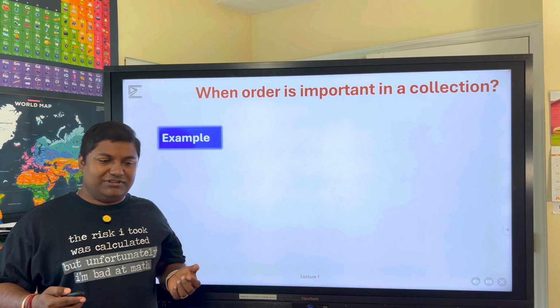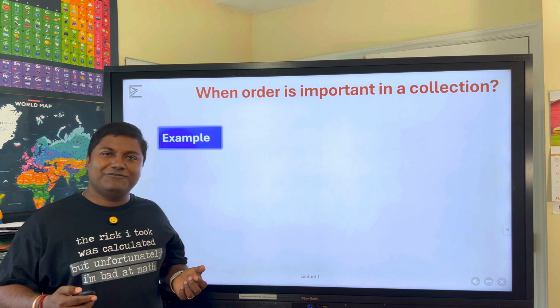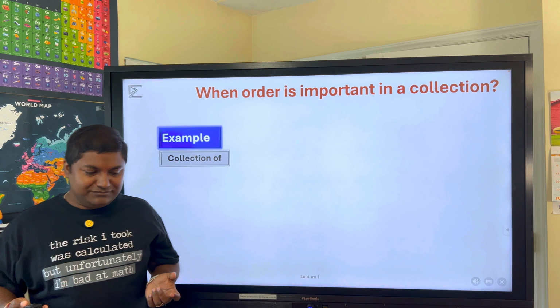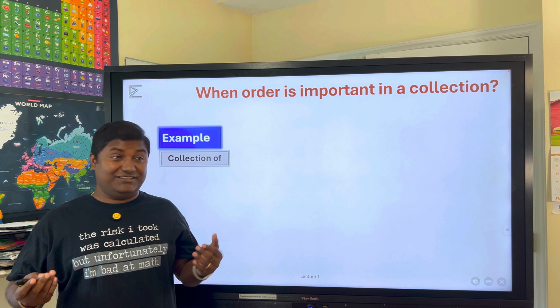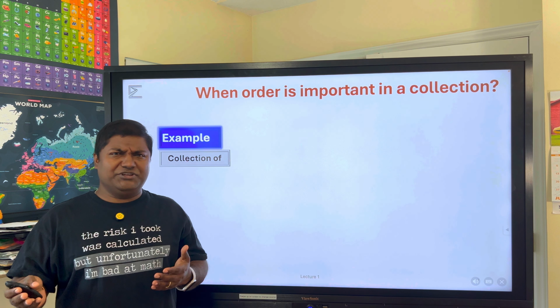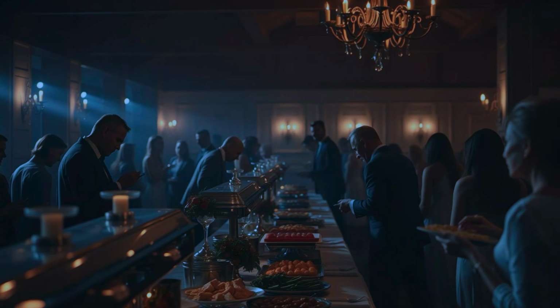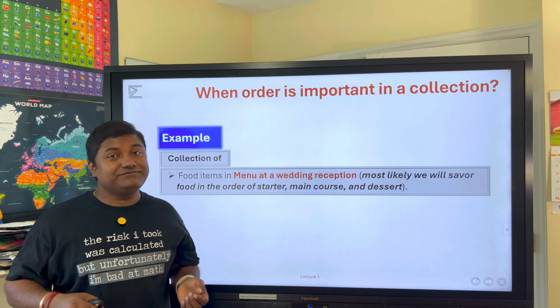Let us take an example, let's start with food. I don't know about you guys, I love going to wedding receptions. Not because I'm a good friend of the bride or groom, but because of the food, of course. So when you go there during the reception dinner, what happens? Before the food is served, someone hands you a menu card. And in the menu card, the items going to be served are listed in a particular order, right?